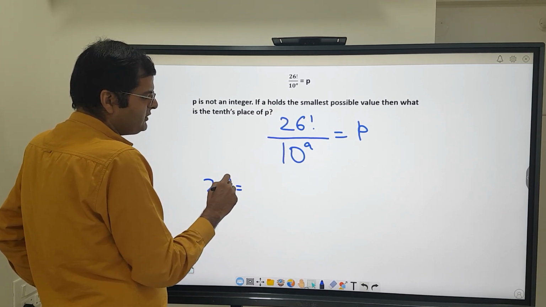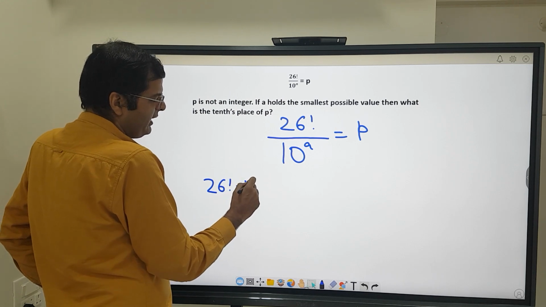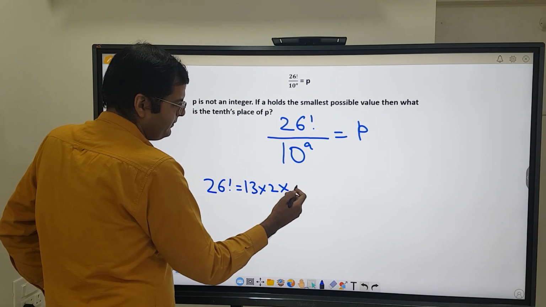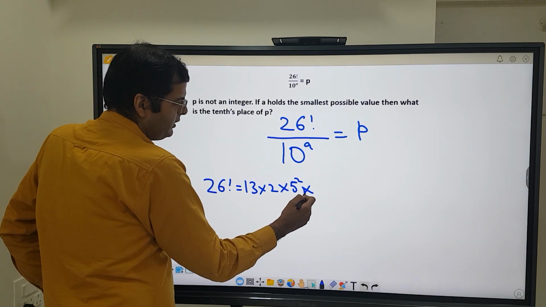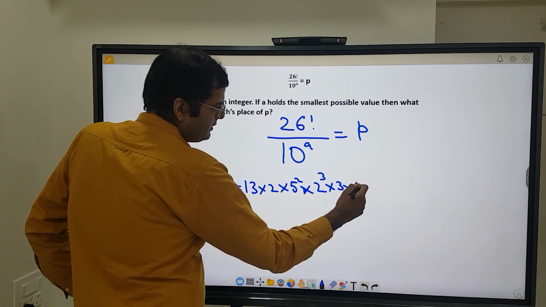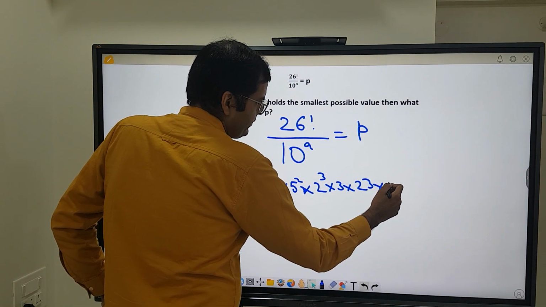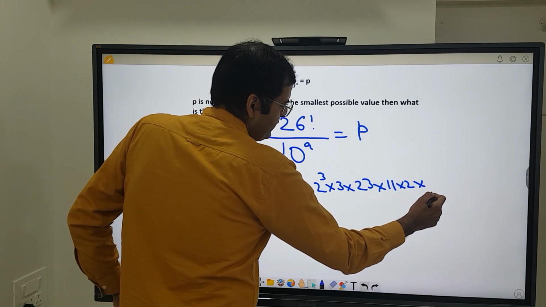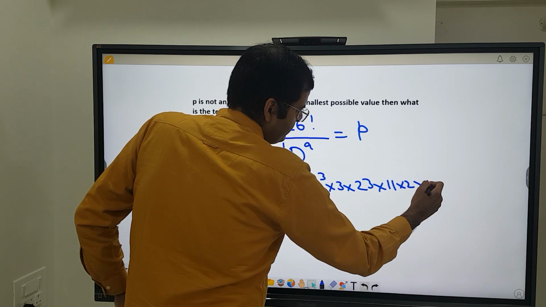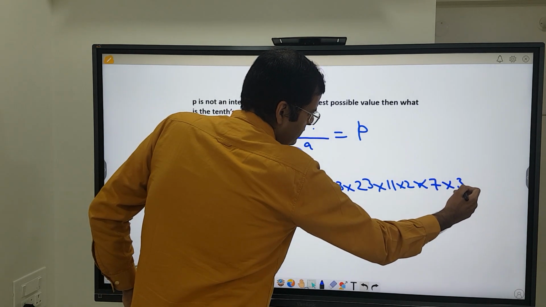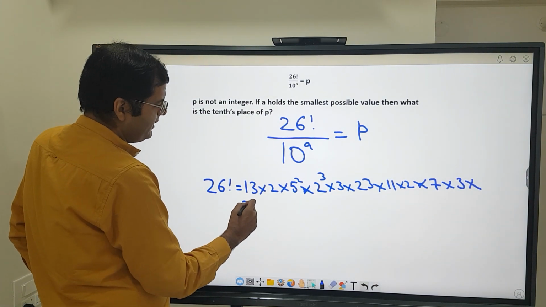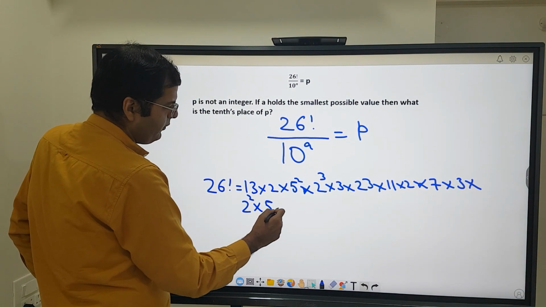So 26 factorial is what? 26 into 25. 26 I'll initially write as 13 into 2. 25 is 5 square. Then 24. 24 is 8 into 3, 8 is 2 cube. Then 23 is a prime number as it is. 22 is 11 into 2. 21 is 7 into 3. And then after 21, 20 is 2 square into 5, 4 into 5.